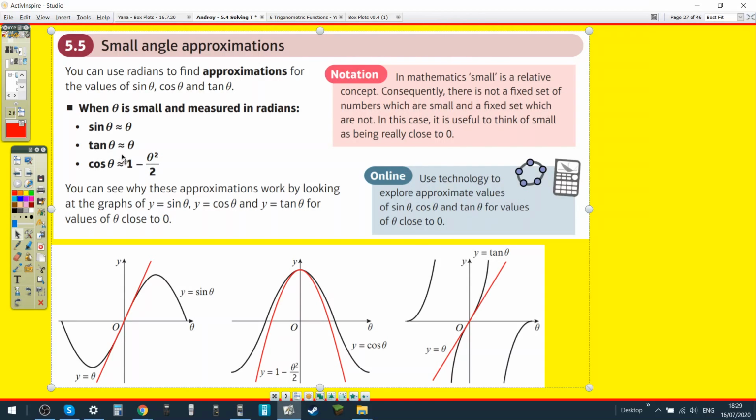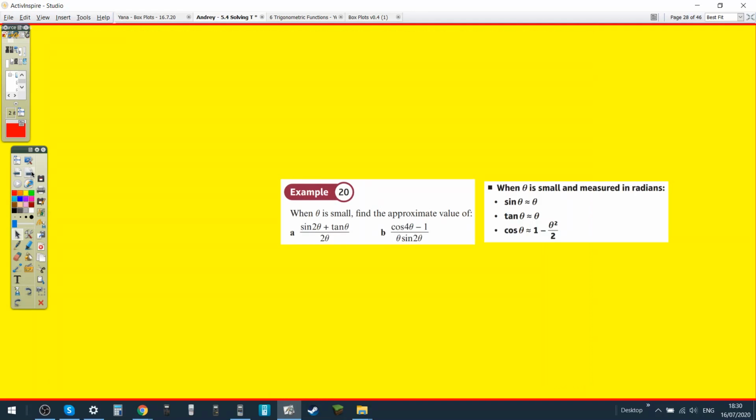Tan theta is roughly equal to theta, and cos theta is roughly equal to 1 minus theta squared over 2 under similar circumstances, when theta is small and measured in radians. You can see why this is by looking at the graphs. I'm sure you can. Okay, let's do these.